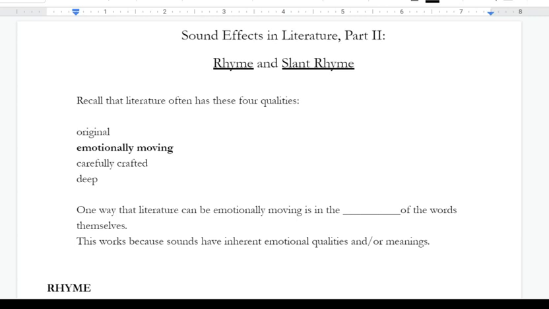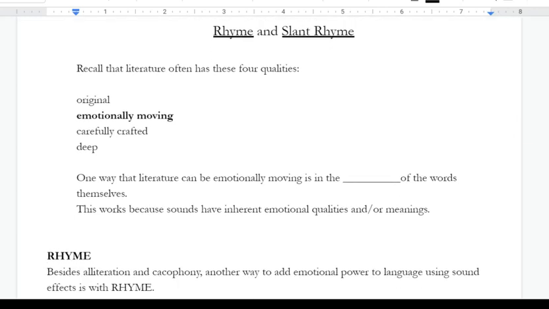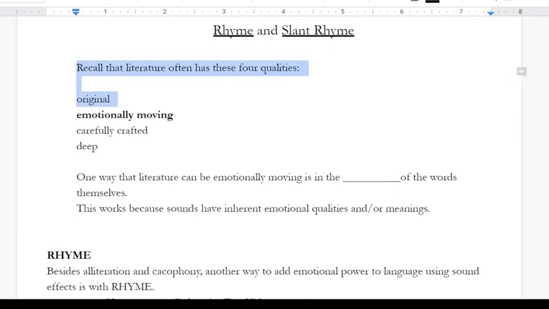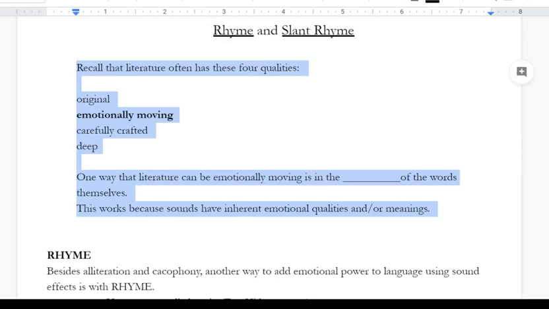So at the top of these notes, you're going to see the same information that you saw at the top of the alliteration and cacophony notes. I'm reminding you that writing we feel is literature generally is strong in 4 different areas. It's original, it's emotionally moving, it's carefully crafted, and it's deep, has a deeper meaning. I put in bold here emotionally moving, just like I did in the alliteration and cacophony notes, because rhyme and slant rhyme affect how emotionally moving something that you read is.